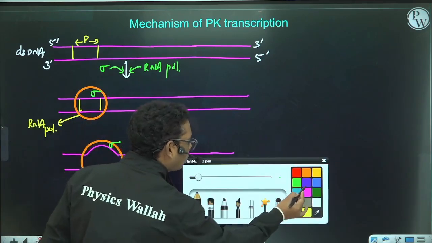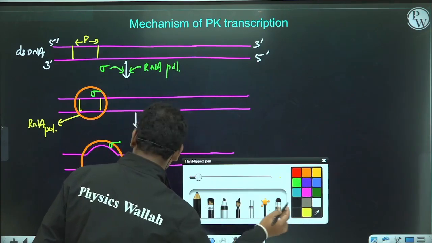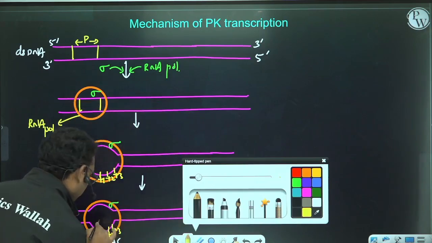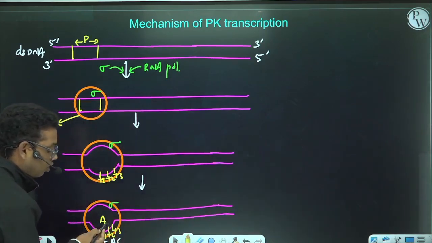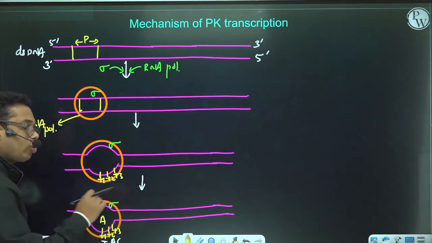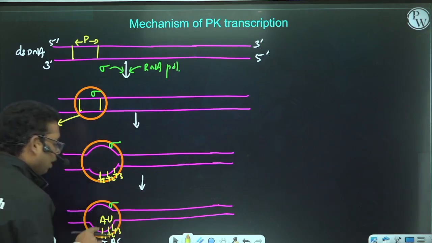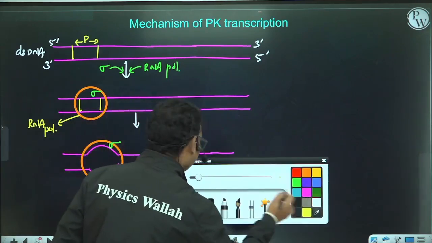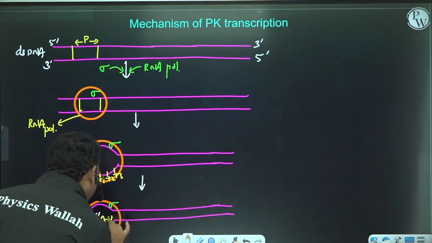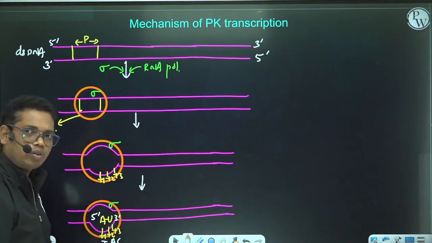It will be A. So here the A will be added. A will be added. Okay. So here A is added here. So A will be formed here. And here I have A. So here U will be formed because ribonucleotide is added. So here I will have U. Okay. And phosphodiester bond will be formed between them. Okay. So this is basically 5' end, and this is basically 3' end. This is ribodinucleotide.